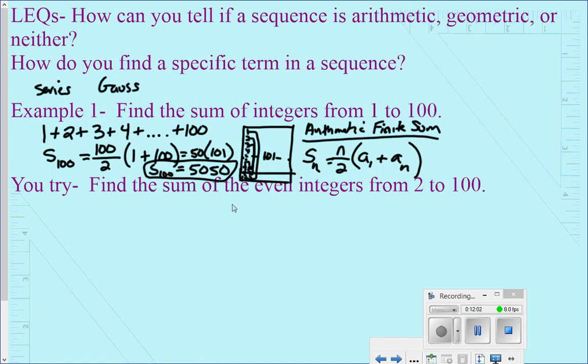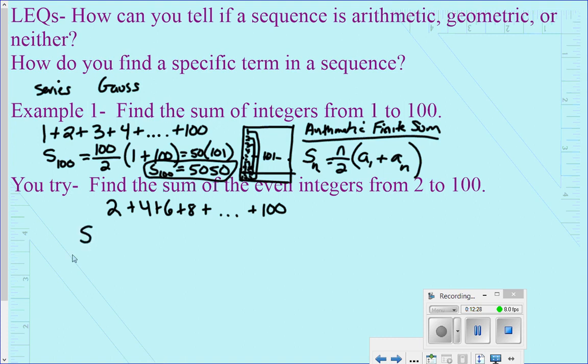So now it says find the sum of the even integers from 2 to 100. So I'm going to do the same thing. I am going to use this formula because it's finite. There's an ending. There's a beginning. It's arithmetic. How do I know that? Because I'm thinking even numbers. So 2 plus 4 plus 6 plus 8 and so forth. Okay, so I know it's even and finite, so I am going to use that formula.